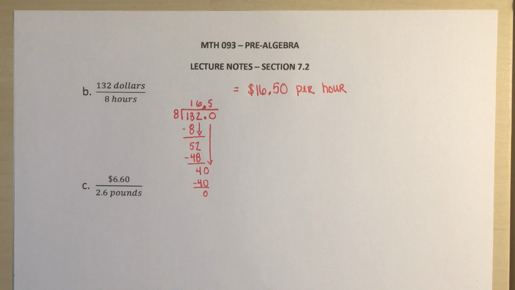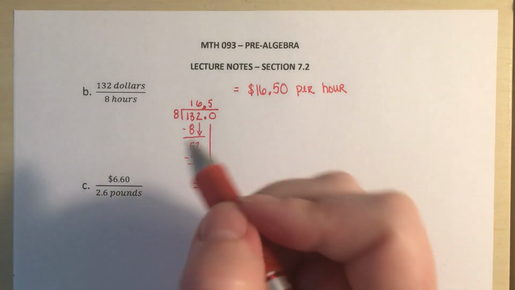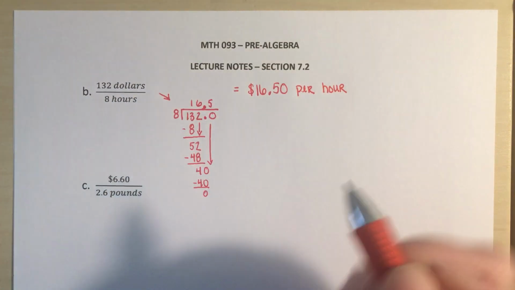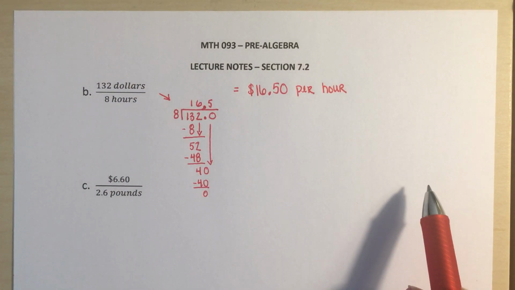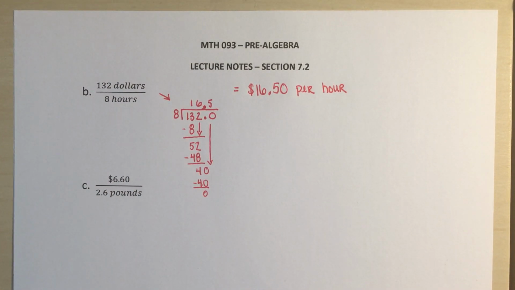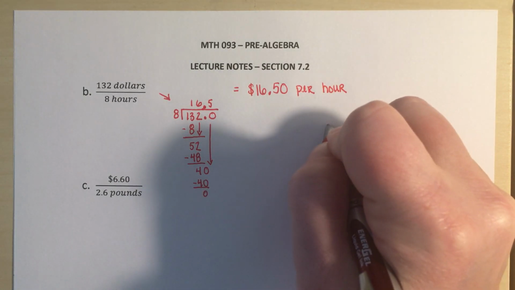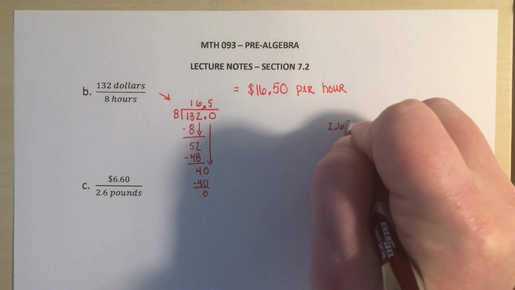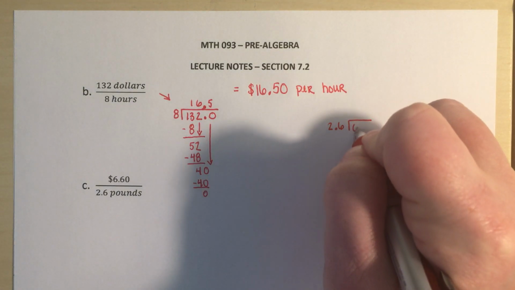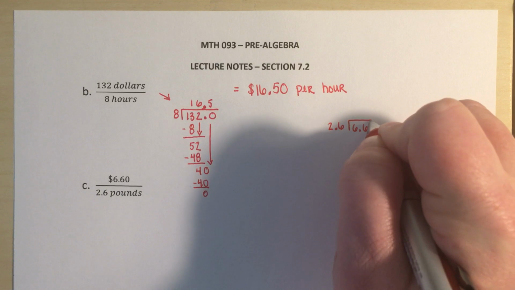All right, now for this last one, we are going to be required to do some long division. I kind of use this area for B, so I'm going to show my work for C over here. We have $6.60 divided by 2.6 pounds. So we're going to set this up, and our 2.6 is going to go outside, and our $6.60 is going to go inside.